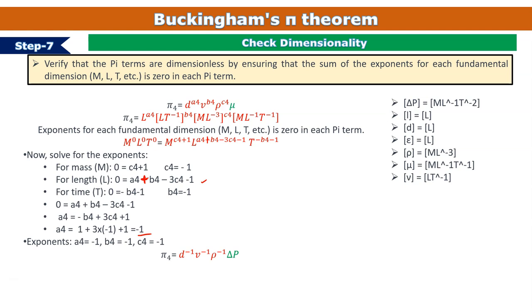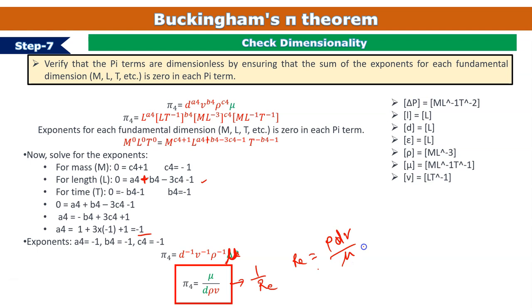Now if we plug these in, pi 4 is d to the power minus 1, v to the power minus 1, rho to the power minus 1, times mu. So we get pi 4 is equal to mu by d rho v. That is another pi term, and that is nothing but 1 by Re. We know Re is equal to rho d v by mu, so mu by d rho v means 1 by Re. Now step number 7 is over.